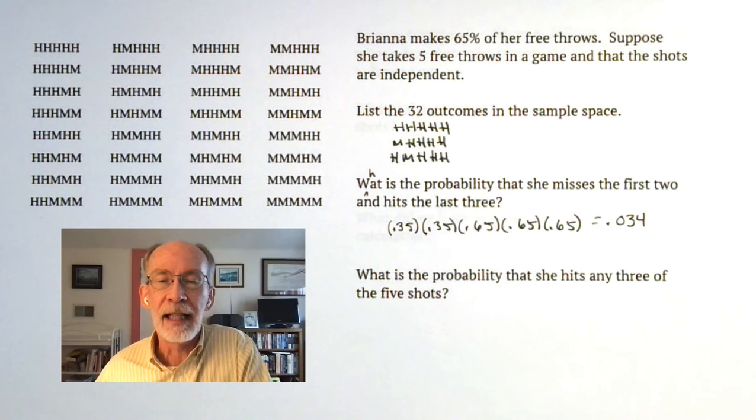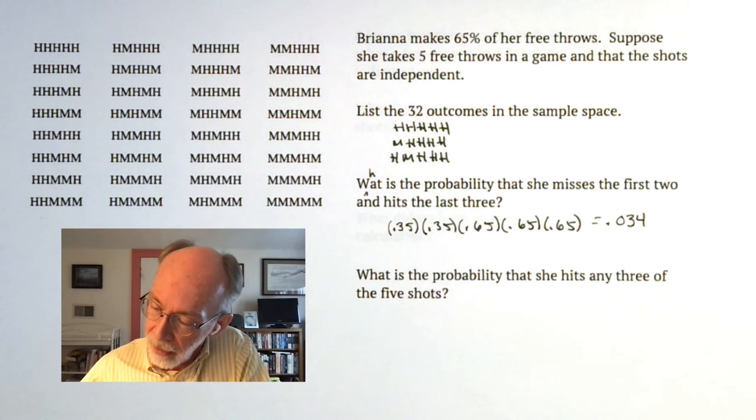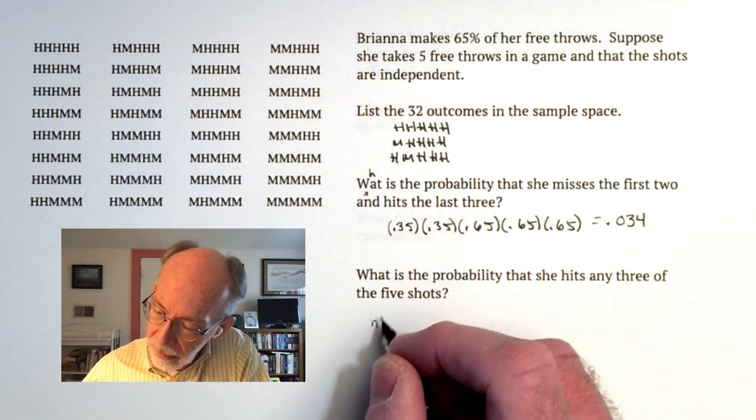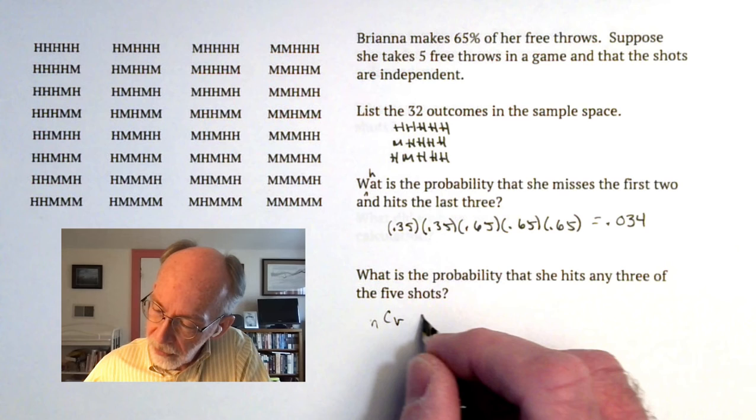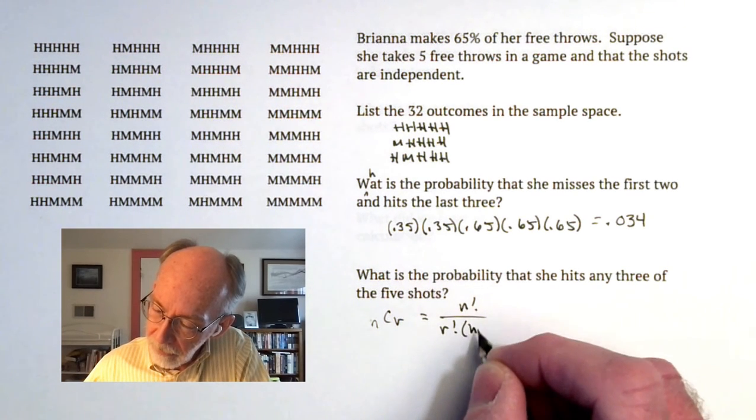But there is, in fact, an easier way to figure out that there are 10, and that is to recognize that we have 5 attempts. And out of those 5 attempts, 3 are going to be made. So we can ask ourselves, what's the number of combinations of 5 things taken 3 at a time? N choose r, as you may know, is n factorial over r factorial times n minus r factorial.